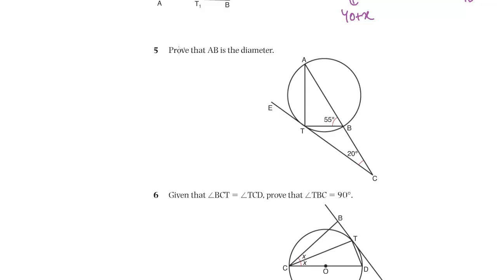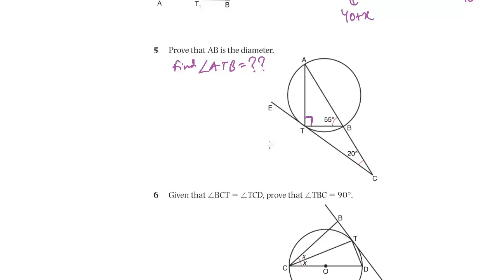What we have to do here is prove that AB is the diameter. If we have to prove AB is the diameter, we know that the diameter makes 90 degrees at the circumference. So that's what we have to prove, that this angle is 90 degrees. In other words, we have to find angle ATB. That's what we have to find ultimately, because if this angle is 90 degrees, then it's the diameter. So let's find this out.